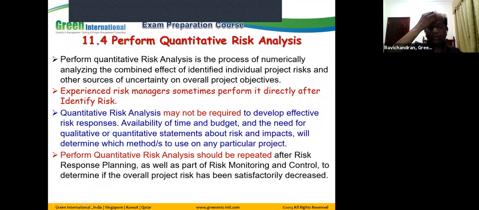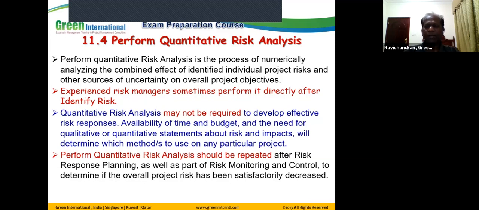During the quantitative analysis, you determine you are having a particular risk, say a 6-month time impact and a 10 million cost impact. Upon deciding the action plan in the plan risk response process, you came up with certain actions. If you implement this action, is the risk impact reducing or still the same?